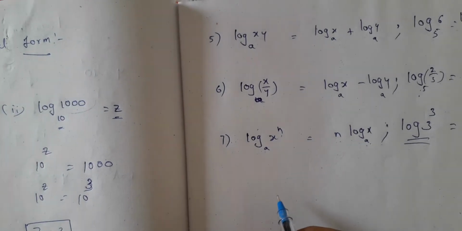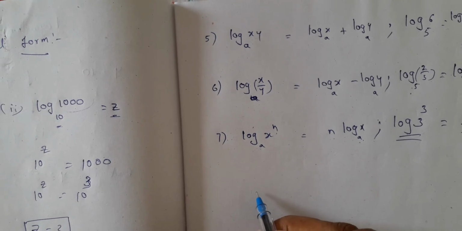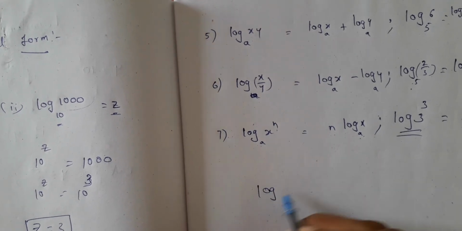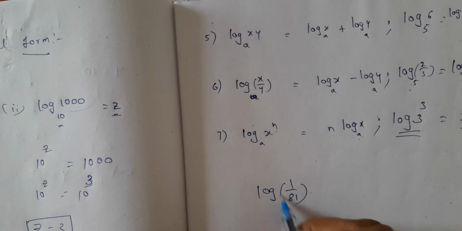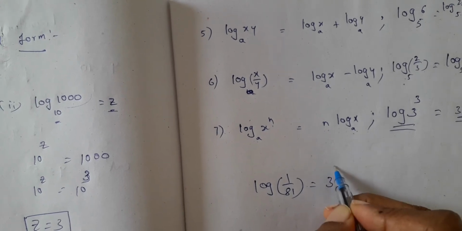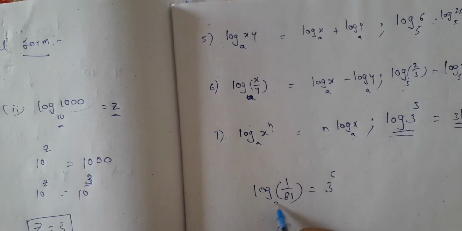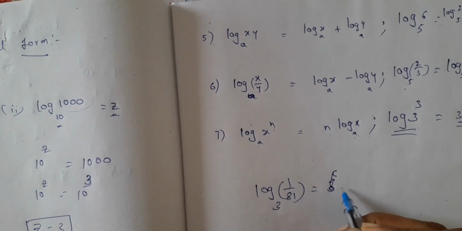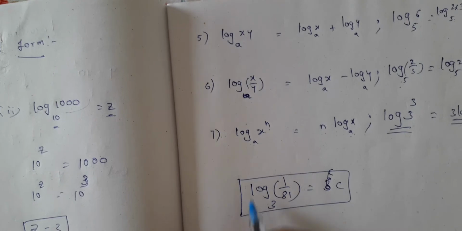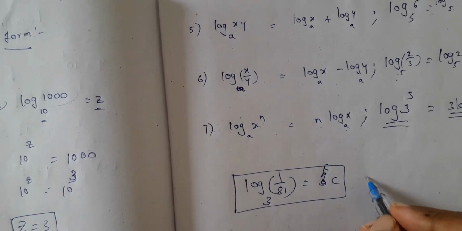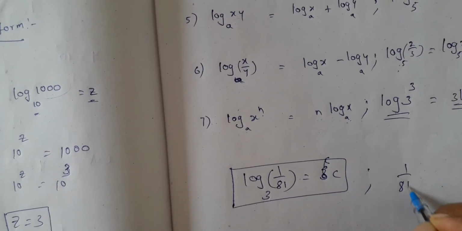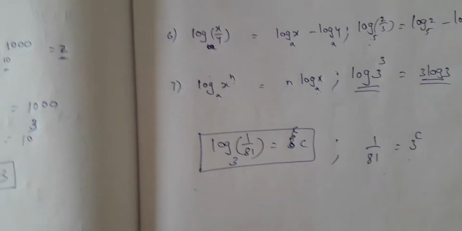Okay, now let us see the one we left in the previous case. Log of 1 by 81 is equal to 3 base 3, this is C. This is where we left off in the previous condition. The problem was given to you like this: 1 by 81 is equal to 3 power C. Just now we discussed it.